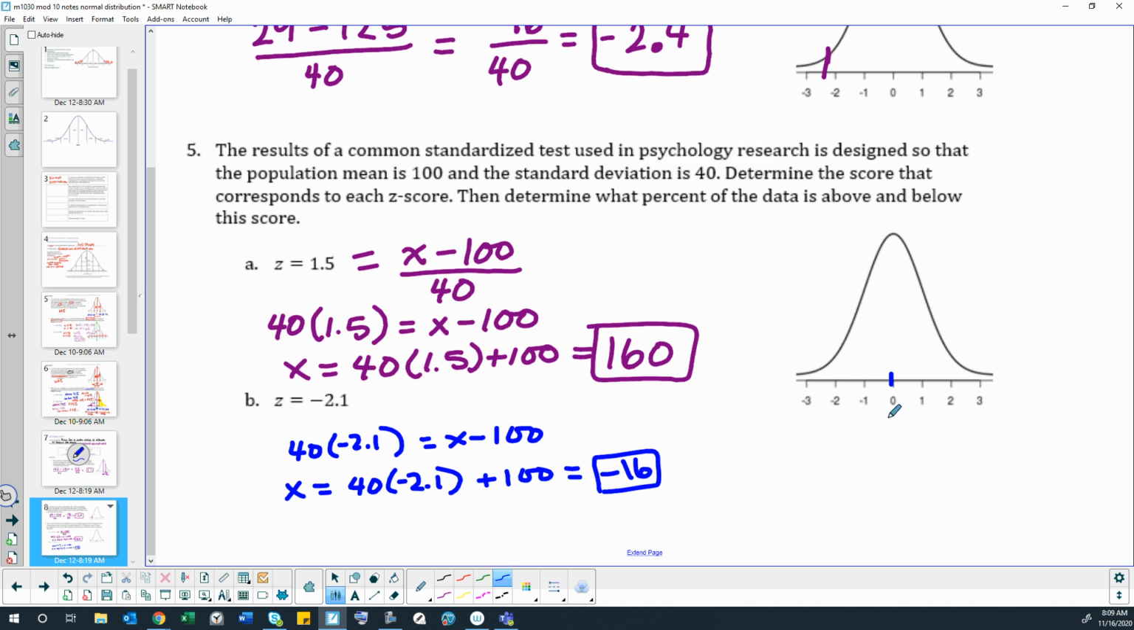So if you want to show on your graph what all this means, you've got, oh, it's positive. My goodness, I'm getting all sorts of confused. It doesn't make sense to have a score that's negative. What would I do without all of you? Okay, so we have 100 at our mean, and then at 1.5 it was 160, and at negative 2.1 it's 16. That makes sense, right? Because our score on the actual test is going to be a positive number, correct? So, okay, we will come back to these percentages shortly.